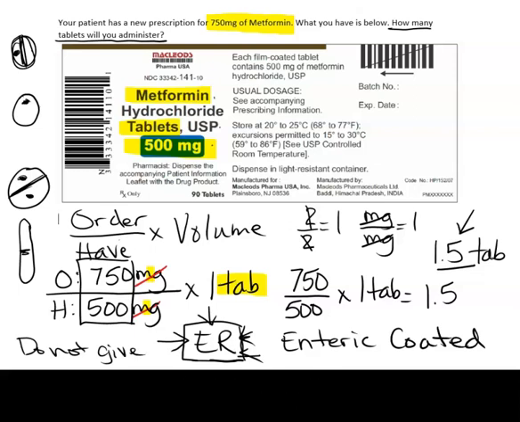So let's recap. We have order over what we have times volume. Our order is 750, what we have is 500. 750 divided by 500 equals 1.5, and it is a safe medicine to administer.